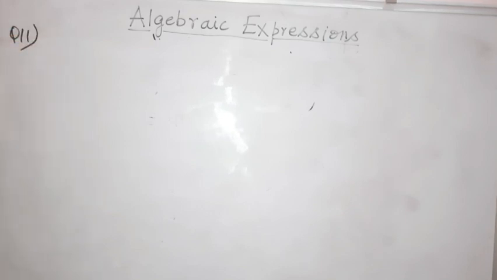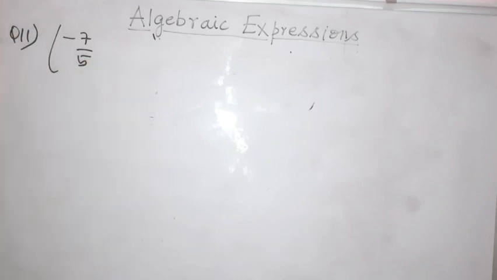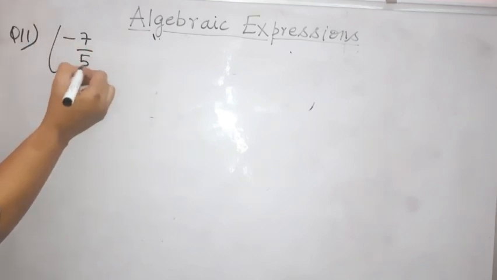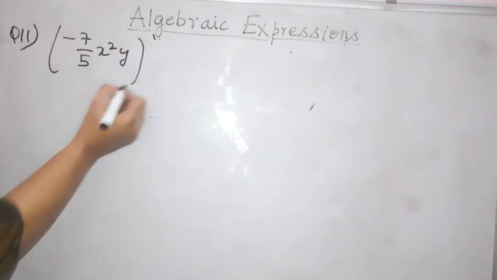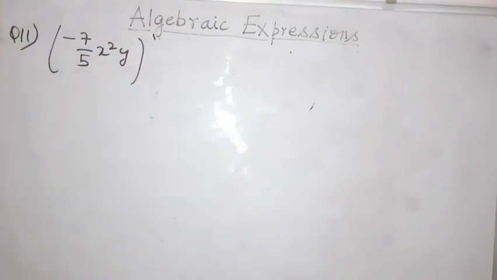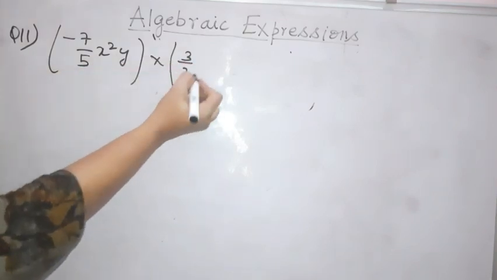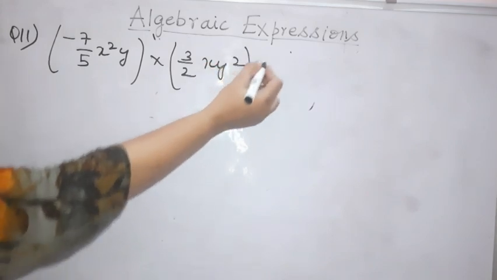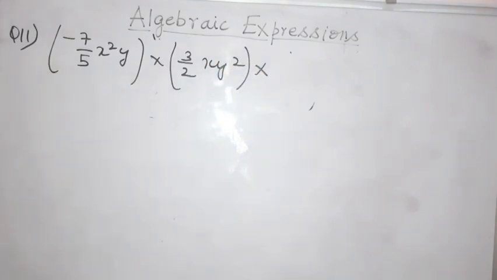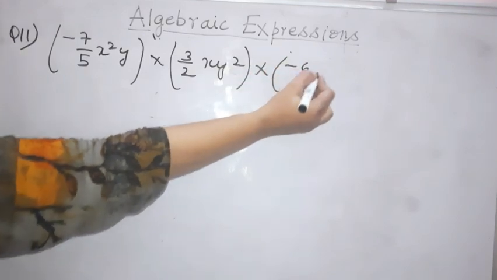So question number 11 contains 3 algebraic expressions. As of now we were multiplying two algebraic expressions, and you have learned how to multiply 2 algebraic expressions. Now in this question there are 3 algebraic expressions, so we have to multiply in the same way. The process is totally the same. Minus 6 upon 5 x cube y cube is the third algebraic expression.